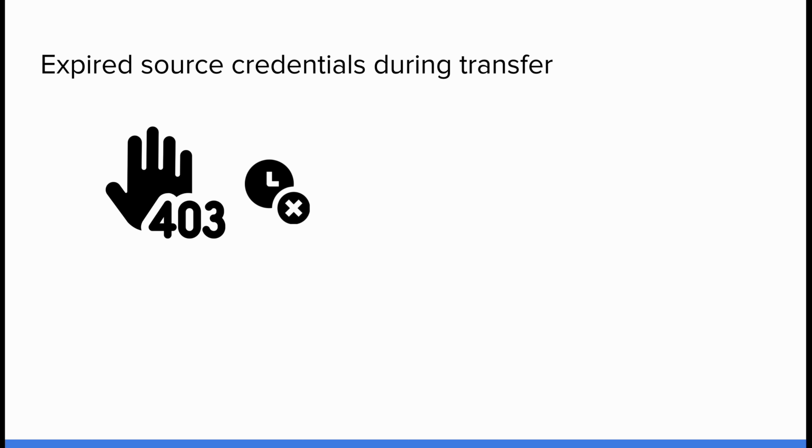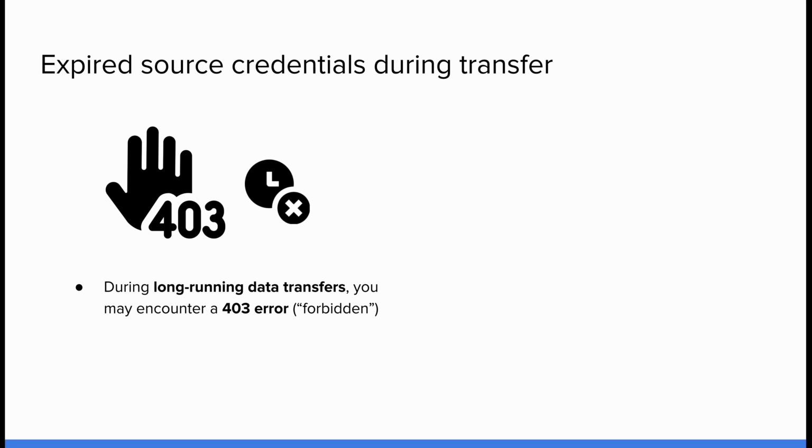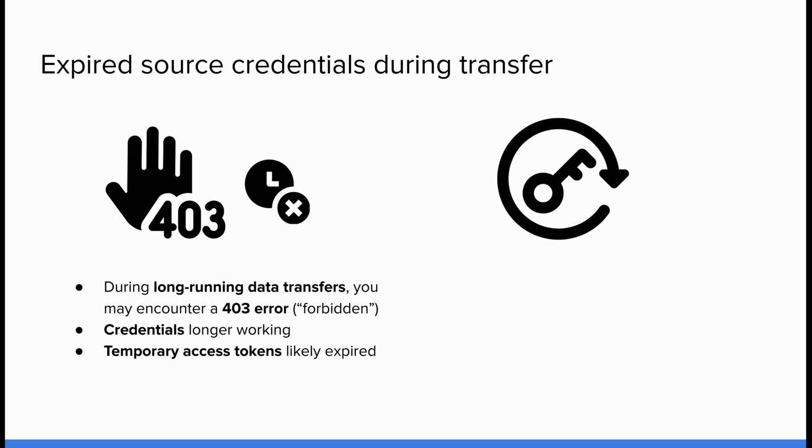Now, we've already discussed 403 errors occurring with signed URLs, and you may encounter the same error during long-running data transfers to cloud storage. So you should know about it in this context as well. In this case, a 403 error, again meaning forbidden, usually happens when your credentials stop working. This is often due to temporary access tokens that have likely expired during the transfer. So to address this, there are a few steps that you should take.